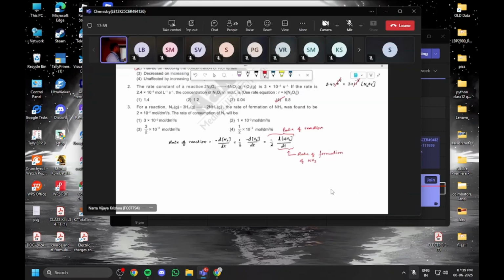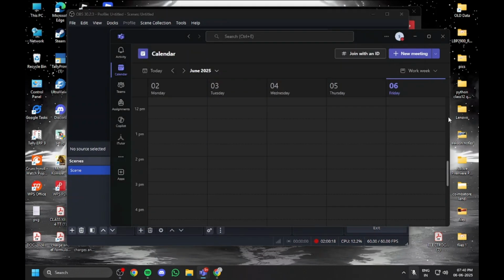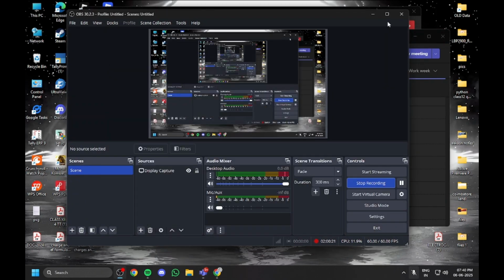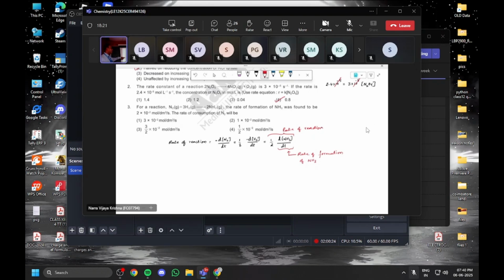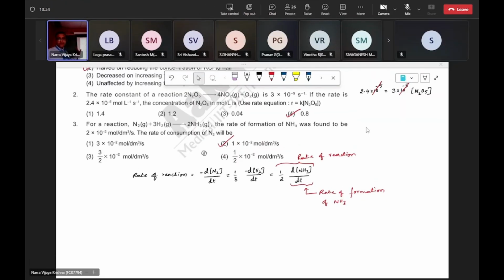Rate of formation of NH3 is 2 into 10 power minus 2. Then what is the rate of consumption of N2? Half. Rate of consumption of N2 is half of the rate of formation of NH3. Correct or not? So what is the value? Say something, man. What is that value? Done. Any confusion in it? Online? You have any confusion here? No, sir.